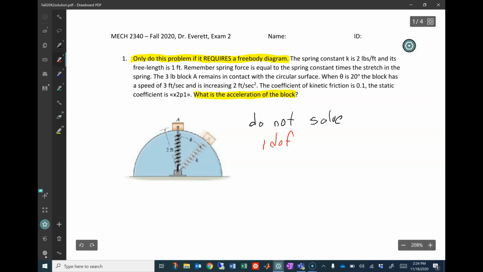What that means is if I give you one double dot term, you can find any double dot term that you want. If you look at this, the block has a speed and is increasing its speed at 2 feet per second squared. So you're given one double dot term. That means you can find any double dot term that you want, and you do not need a free body diagram. So this does not need a free body. Don't do it. You're not supposed to solve this one.